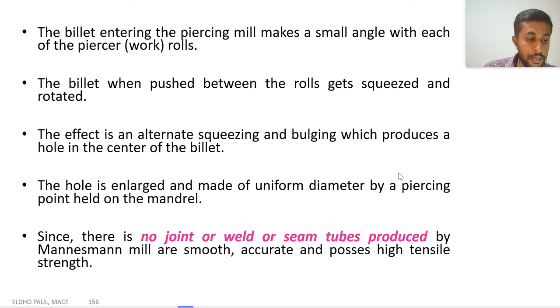And the billet, when pushed between the rollers, gets skewed and rotated. The effect is an alternate squeezing and bulging, which produces a hole in the center of the billet. This is by the application of tensile force at the center of the billet. The hole is enlarged and made uniform in diameter by a piercing point held on the mandrel. Since there is no joint, we cannot see any joint in this final product. So seamless tubes produced by Mannesmann's mill are smooth, accurate, and possess high tensile strength. That is the important advantage of this process: we can make seamless pipes using it.